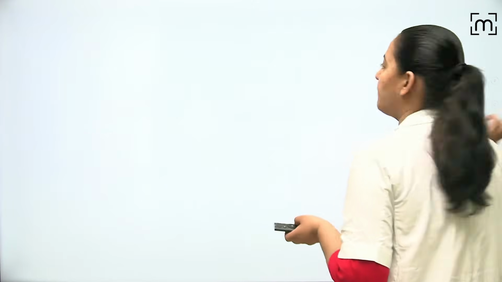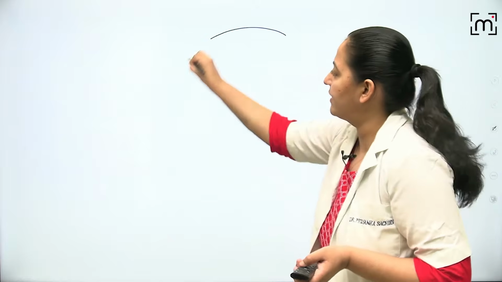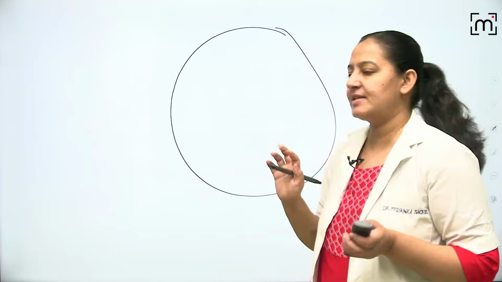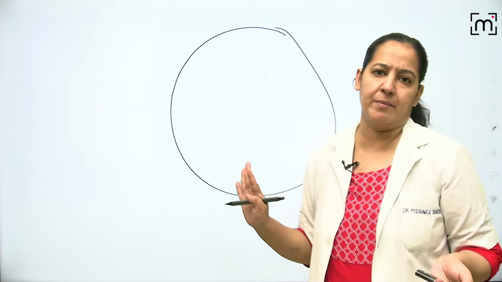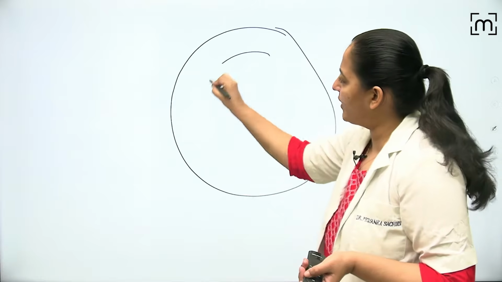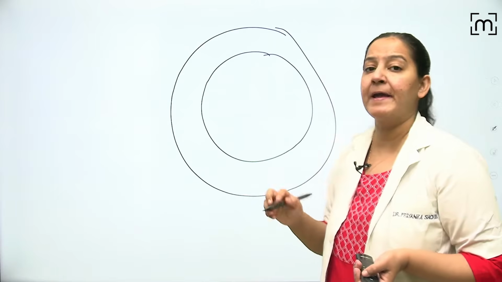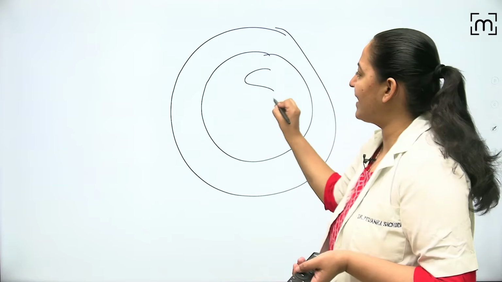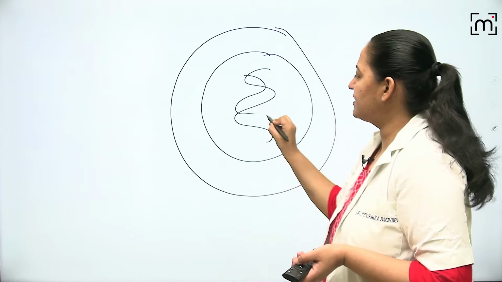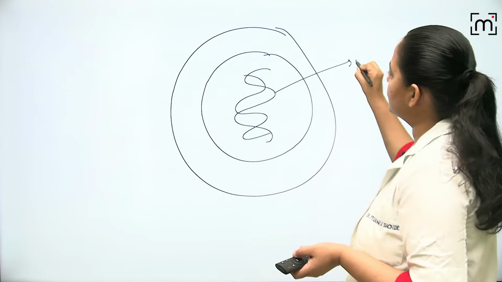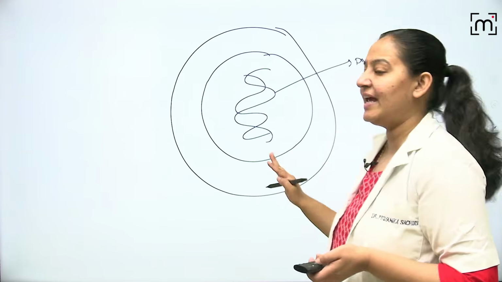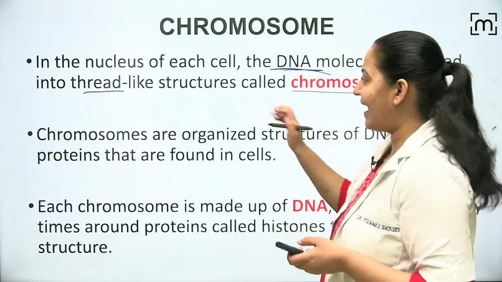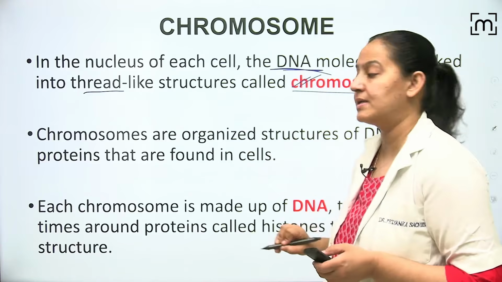So let me draw a diagram for you. I'm drawing a cell here. This is a human cell. It can be any cell of the human body. All cells of the human body have a nucleus inside them. Inside the nucleus, the double-stranded DNA is present. This is the double-stranded DNA. This DNA is packed into multiple thread-like structures which are known as chromosomes.